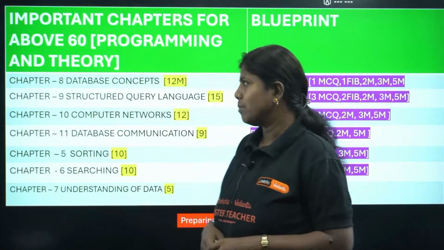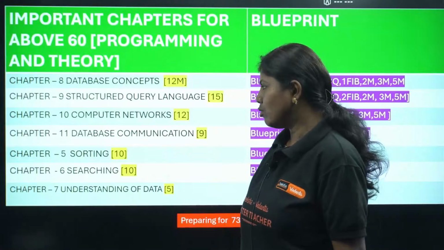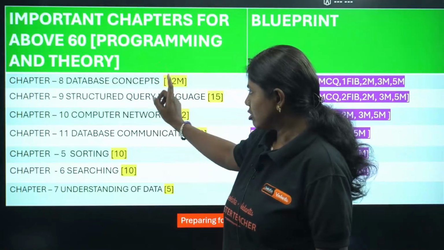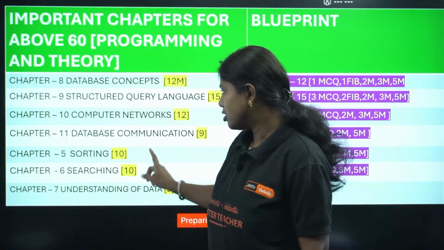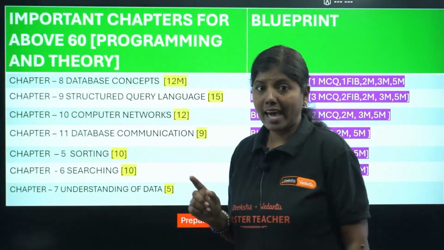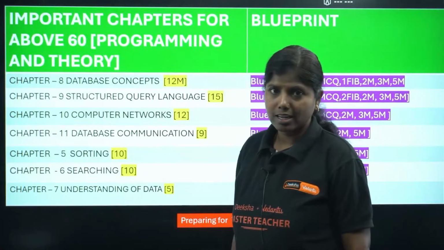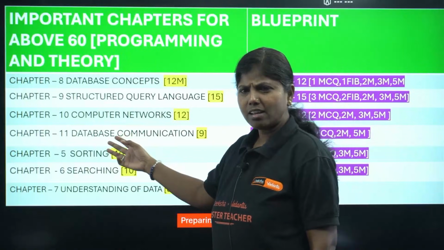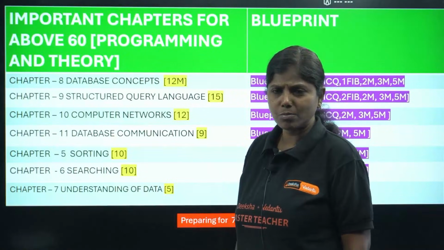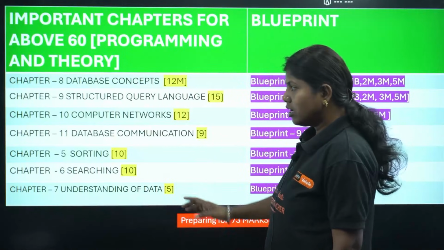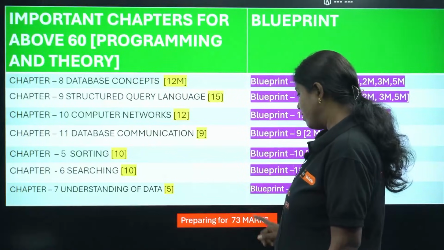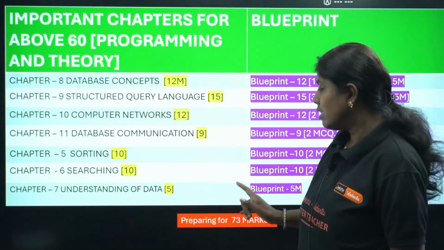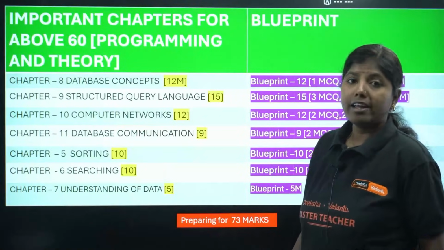then I would like to suggest one more chapter here. What are the chapters? Database concepts, structured query language, computer network, data communication, and we have two more chapters, sorting and searching, because one definite question will come from sorting, no. And we have searching. Okay, three algorithms, and this is going to be the two algorithms for linear search and binary search, and understanding of data is also there. So totally you will be covering 73 marks.